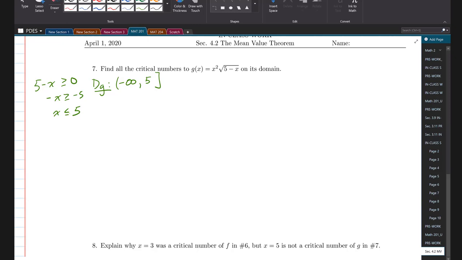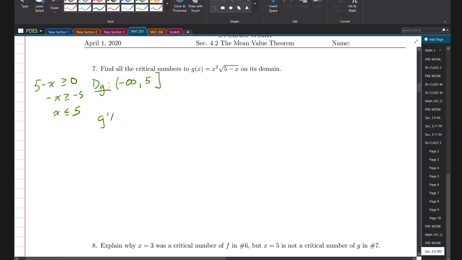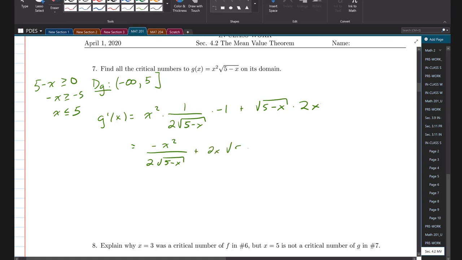Okay. So now we're going to find g's derivative. First times the derivative of second, plus second times the derivative of first. Cleaning that up a little bit. We need to get a common denominator here.